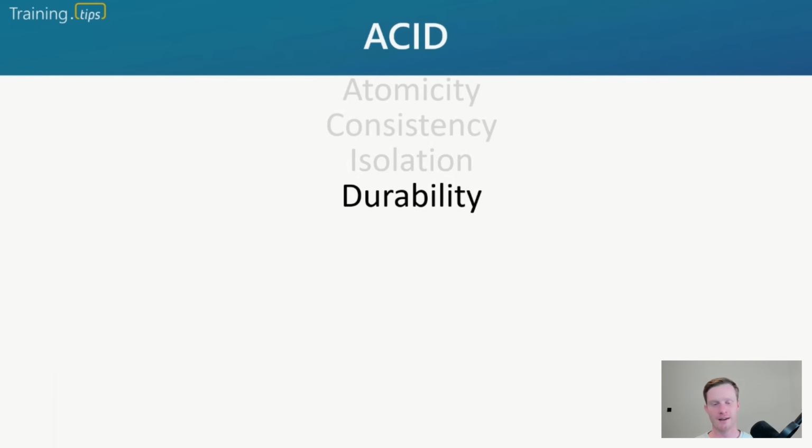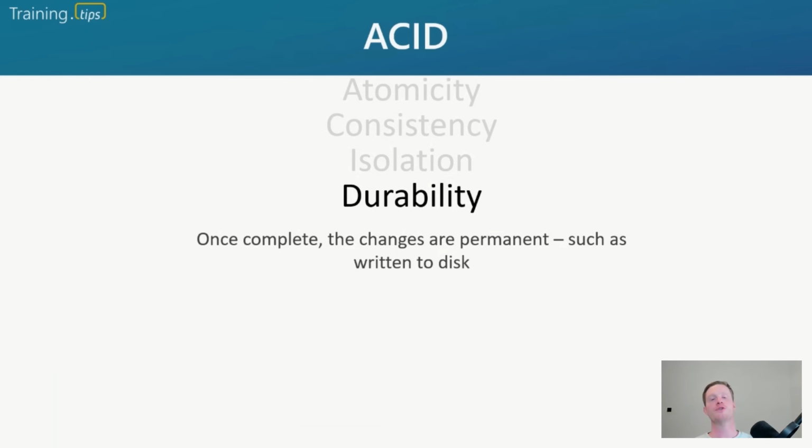Finally is durability. We can just say, once complete, all the changes are made permanent, right? So it's written to disk as an example, but say this is durable. No matter what happens, these are saved. These changes are permanent, and we can be confident that we're not going to lose them in the event of something going down, something like that.